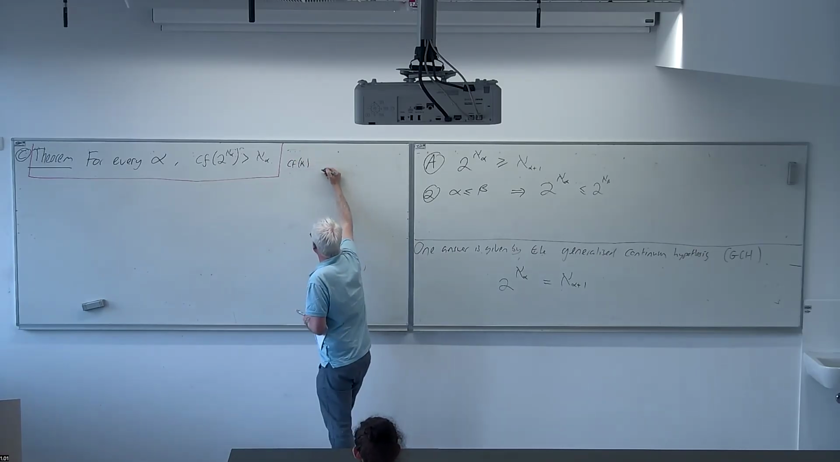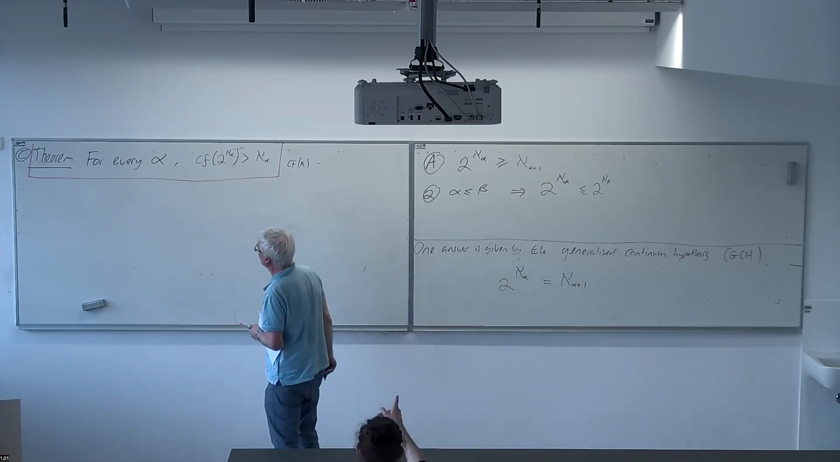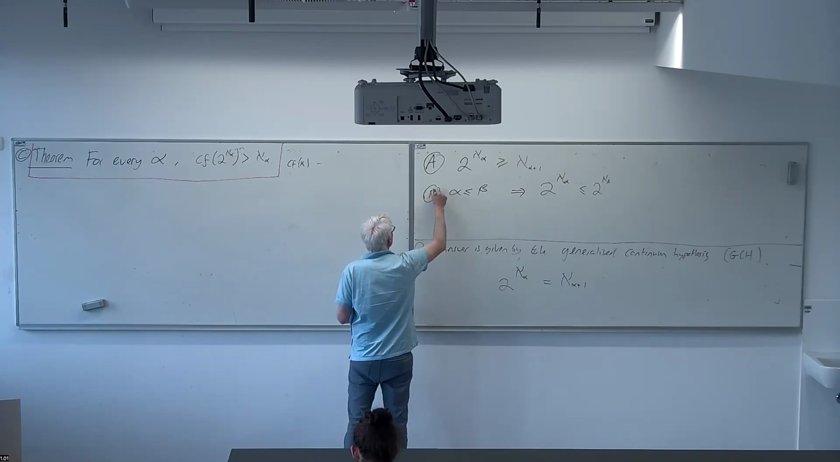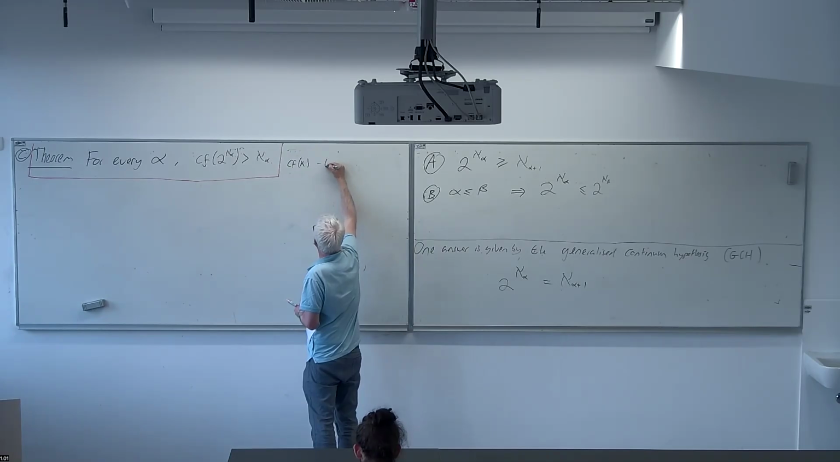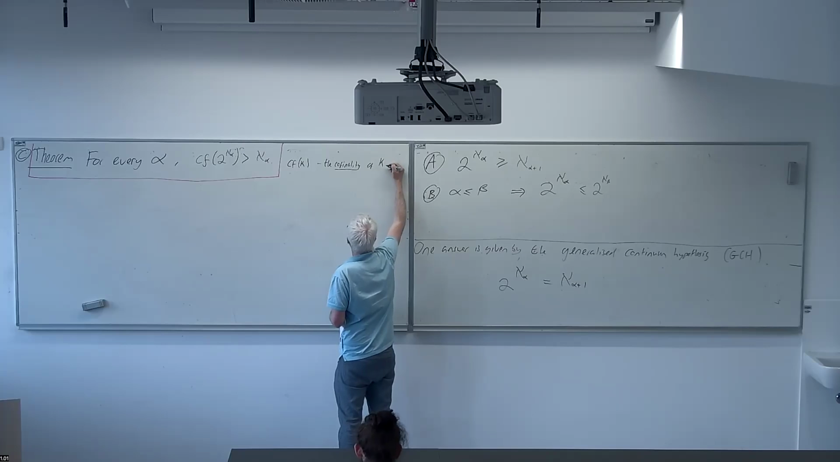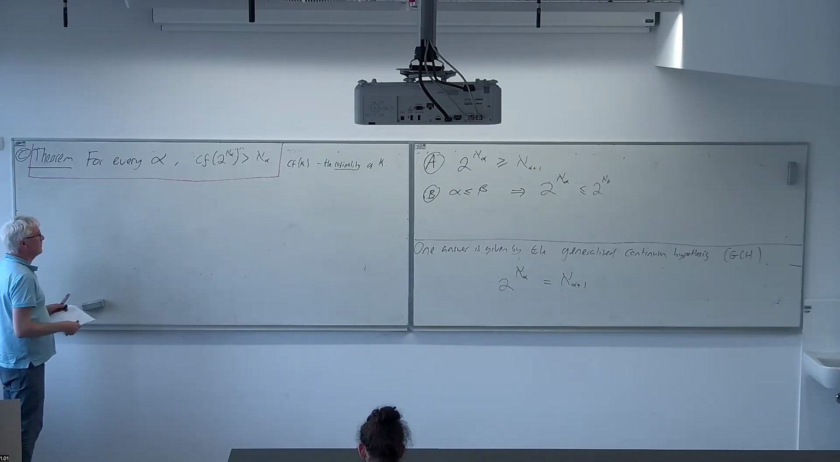CF of kappa is called the cofinality of kappa, and I haven't defined it yet. Sorry, this is B, not C, because we have A, B, C. So this is called the cofinality of kappa. What does this mean? Well, let me make the definition.